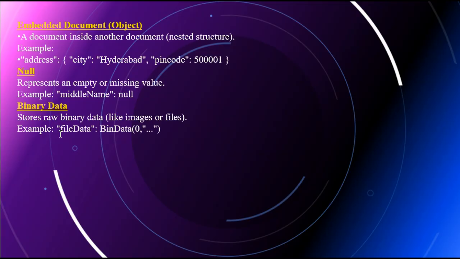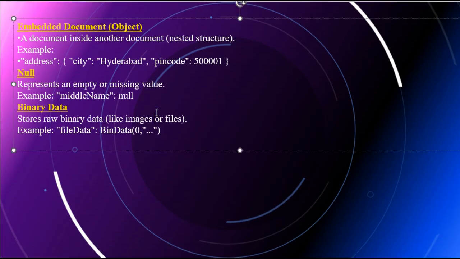The last one is binary data. Binary data stores non-text data. It stores raw binary data like images or files, stored in binary format. For example, file data. Any binary format. Suppose you have images, you can use binary data, BinData. Useful for large data storage.